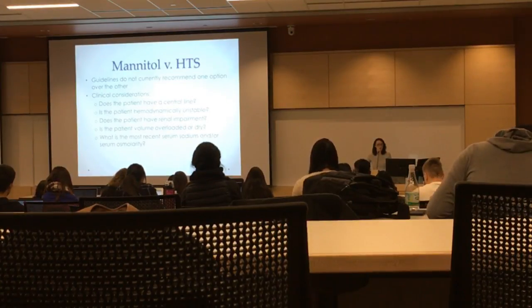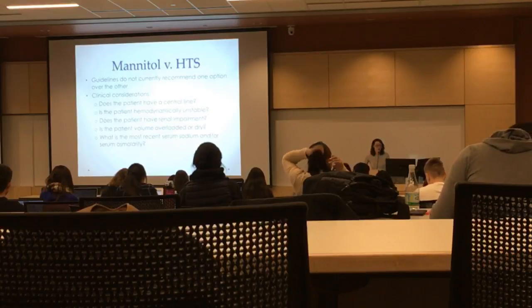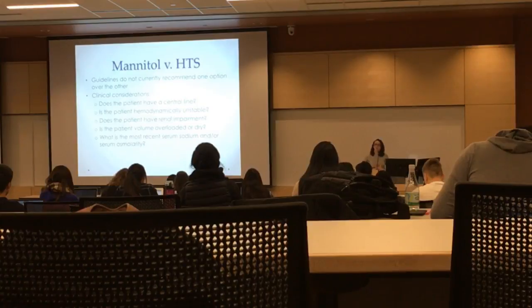Is the patient hemodynamically unstable? If they are unstable, then we probably do not want to choose mannitol because of that risk for electrolyte disturbances and causing potentially renal dysfunction. Also check, do they have baseline renal impairment? If they do, mannitol is not the best agent. Also consider if they're volume overloaded or dry, because sometimes we can actually use the hypertonic saline to our advantage in that situation, or it might actually cause detriment to the patient. And also consider what their most recent serum osmolarities are.